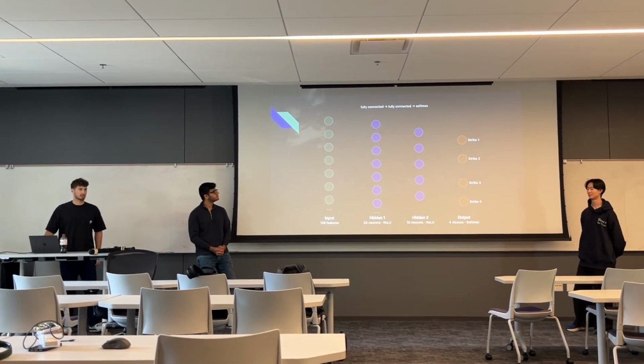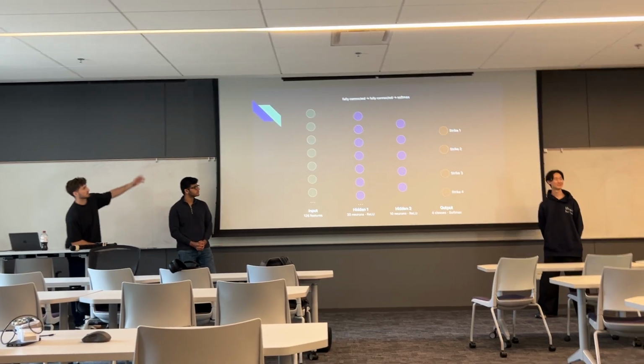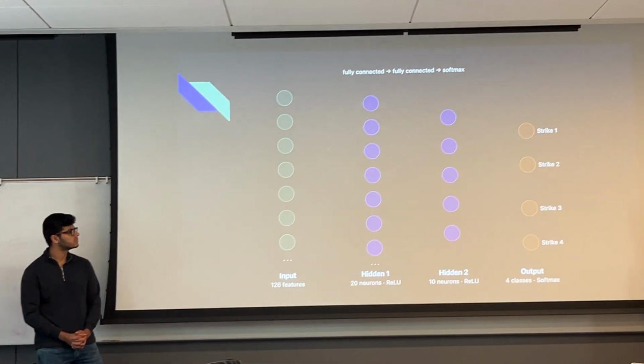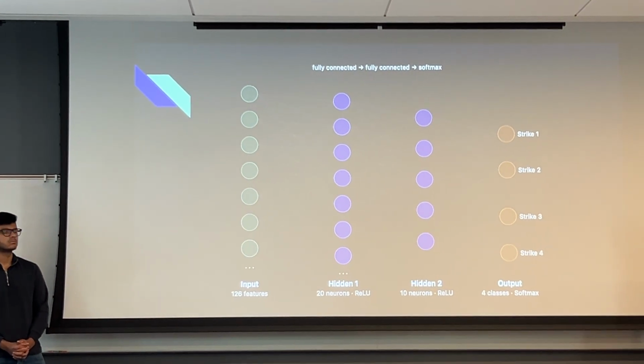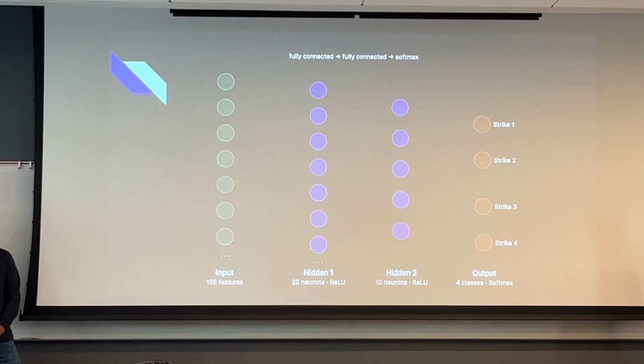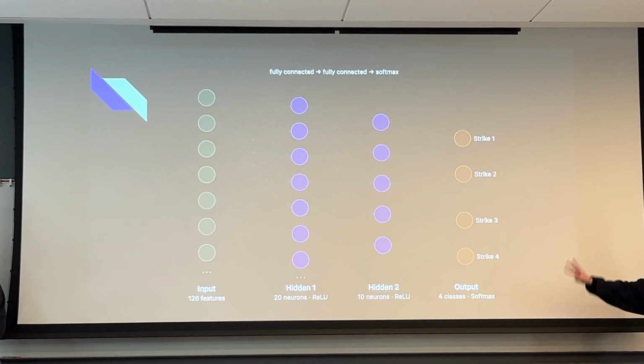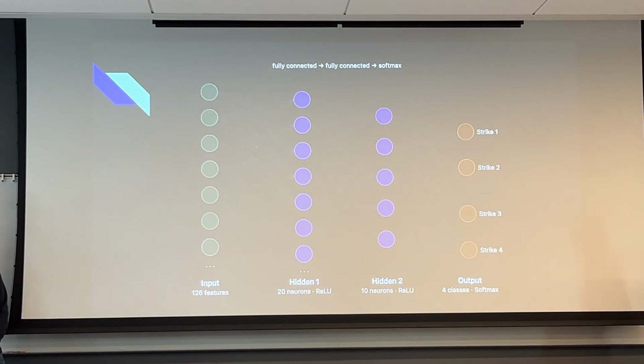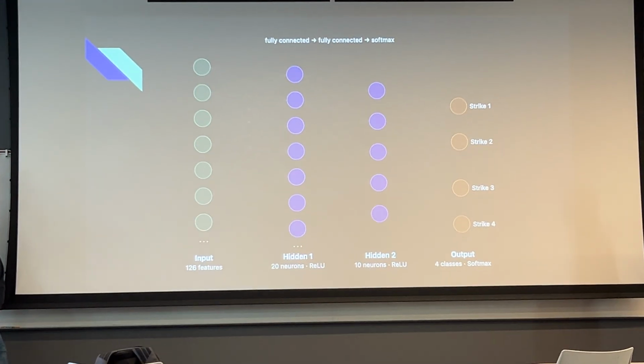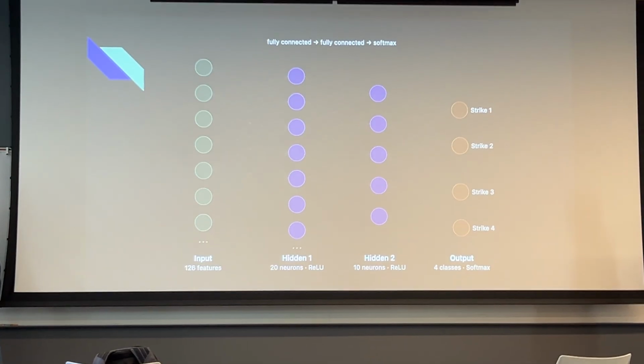And this is just a visualization of what I just said. The 126 input features, 2 fully connected layers with ReLU activation, and then that should be 3 output neurons. It's 4, but it's not updated correctly. But yeah, softmax output.